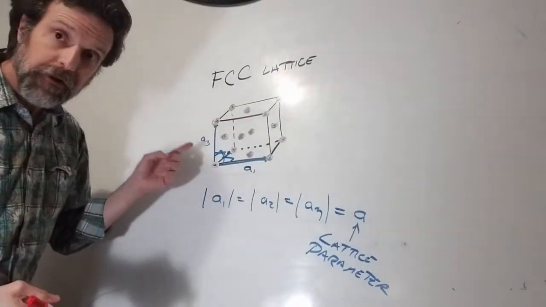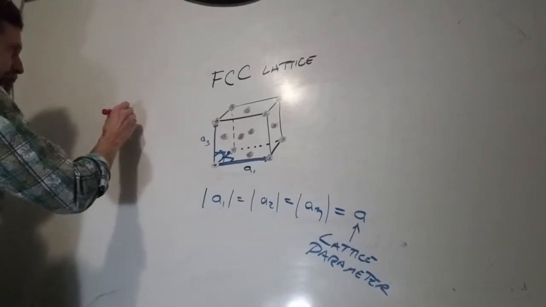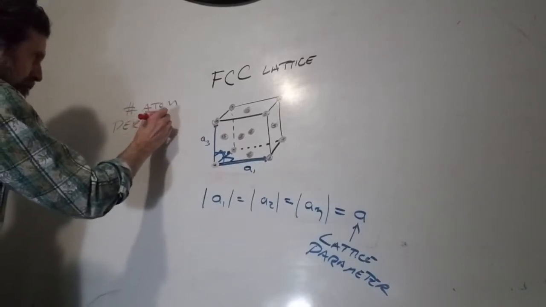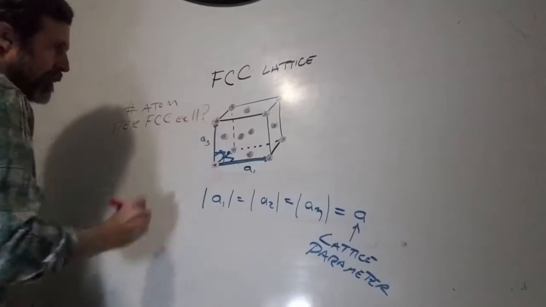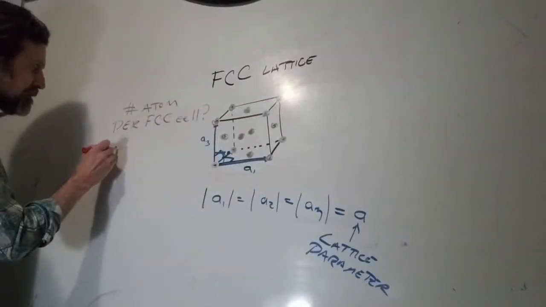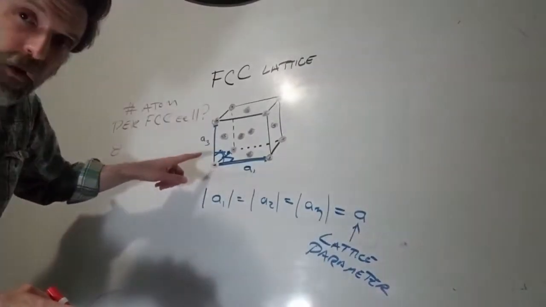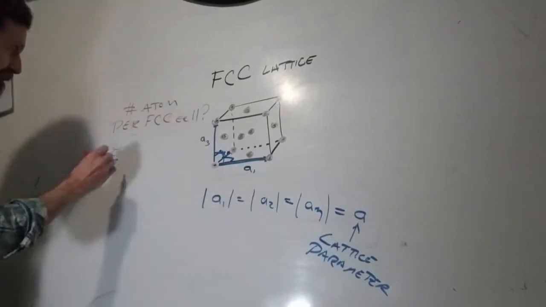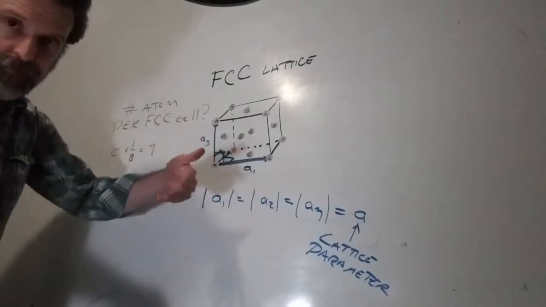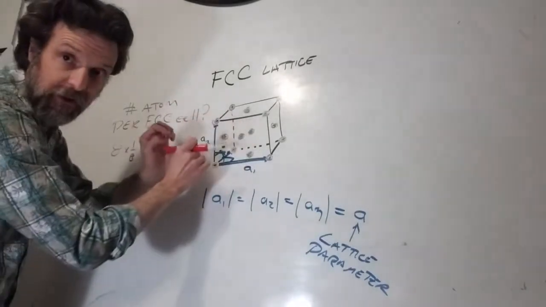How many atoms per unit cell? Well, we can count. So we've got 1, 2, 3, 4, 5, 6, 7, 8. We have 8 atoms at each corner. But the atom on each corner is not all inside the unit cell. Only 1/8 of it is, because there's 8 unit cells. So I've got 8 times 1/8 is equal to 1. So we have 1 atom on the corner, 8 of them being shared amongst 8 cells. So 1 atom in total inside of our unit cell.